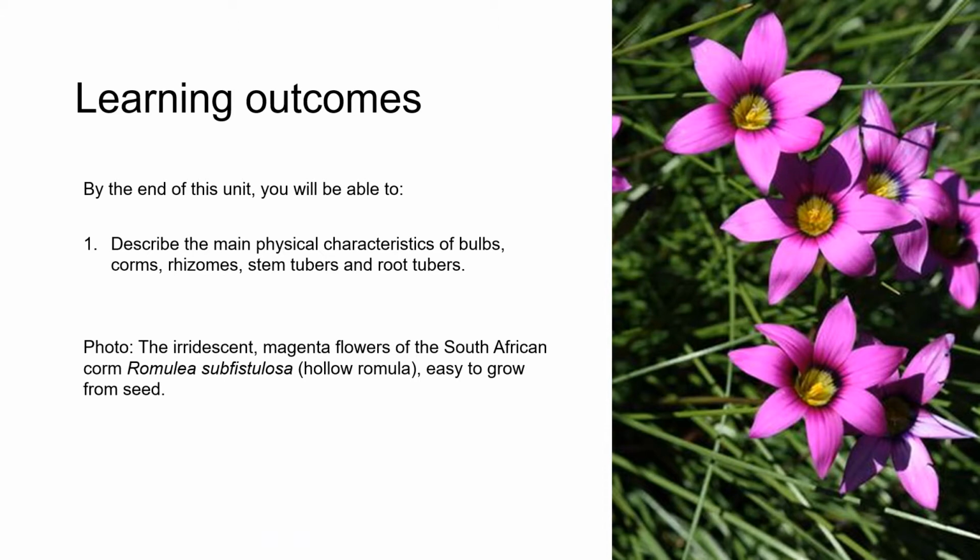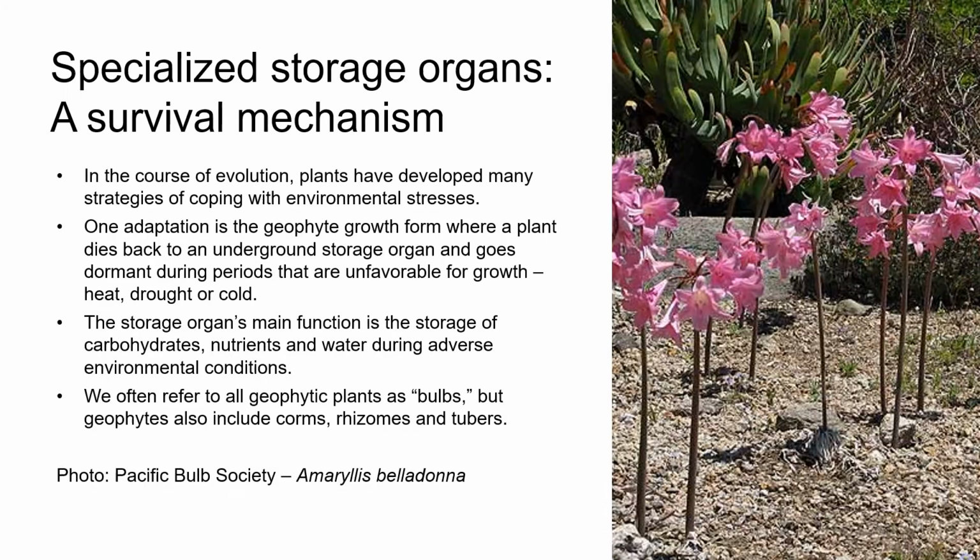By the end of this unit, you'll be able to describe the main physical characteristics of bulbs, corms, rhizomes, stem tubers, and root tubers. But let's start with a little bit of general background first of all.